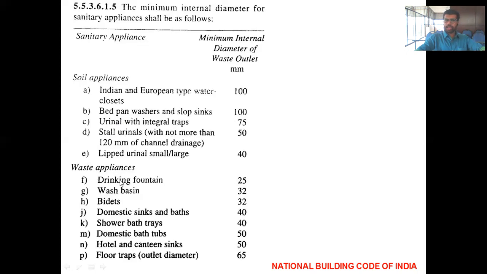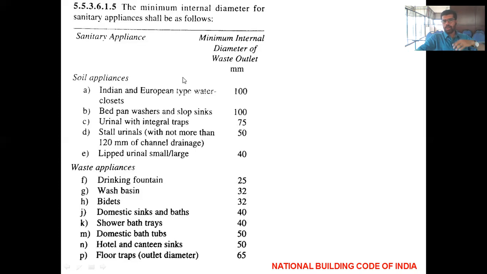Now coming to waste appliances, drinking fountain. Drinking fountain means it will be a tap or something like that. The minimum will be 25 mm. So wash basin 32, bidet 32, domestic sinks and baths 40, shower bath trays 40, domestic bathtubs 50, hotel and canteen sinks 50. Floor traps outlet diameter 65.